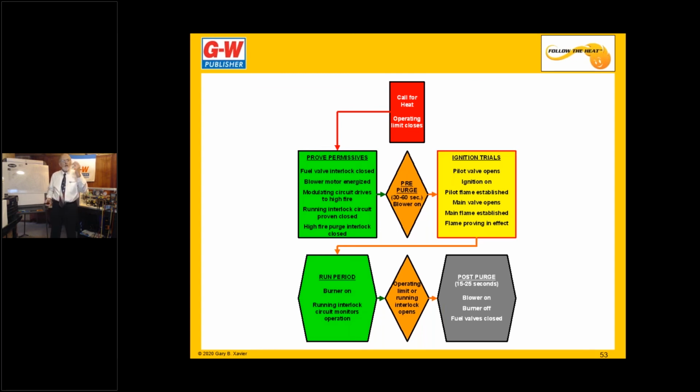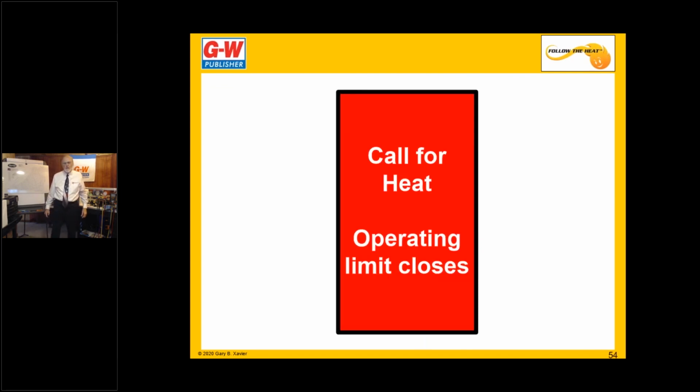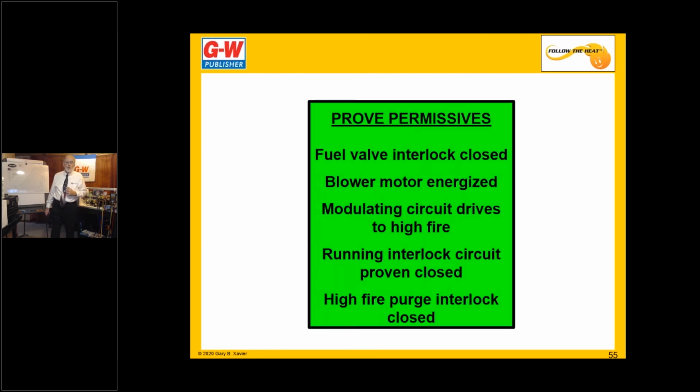So if it's a heating system problem, think about the sequence of operation. It starts with a call for heat. The operating limit closes. Closes to an electrician means conducts electricity. Open means breaks a circuit. Close means makes the circuit. The operating limit closes. Once that happens, it initiates our proving of our permissives.